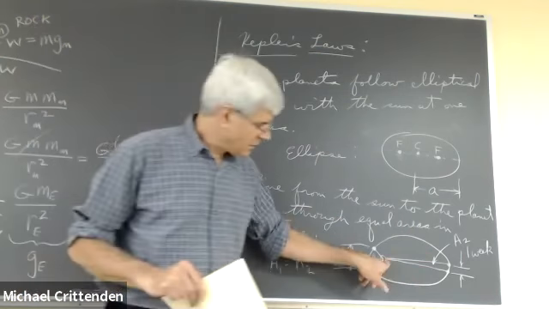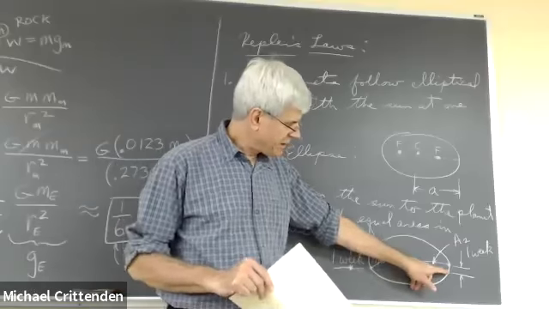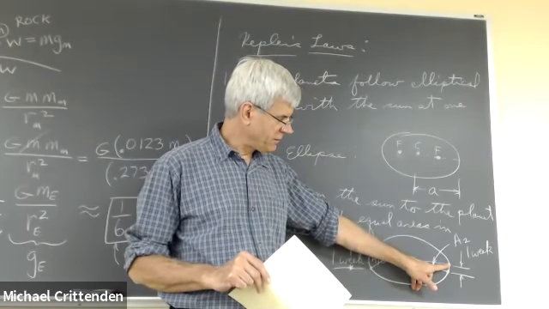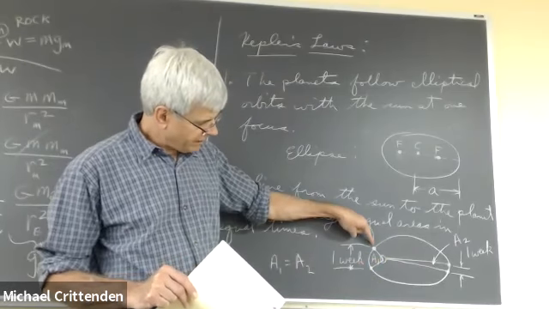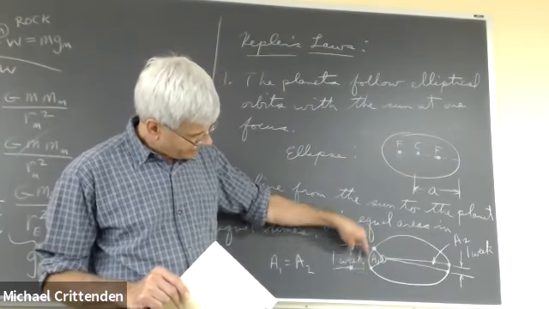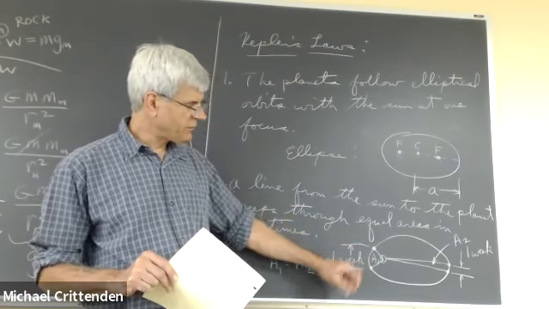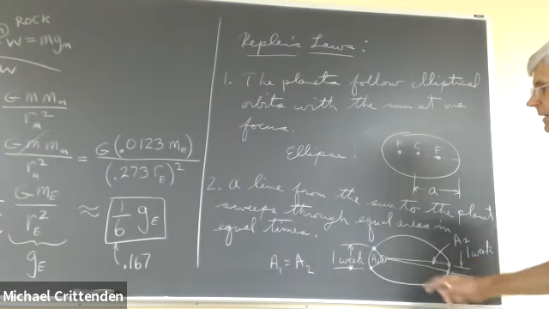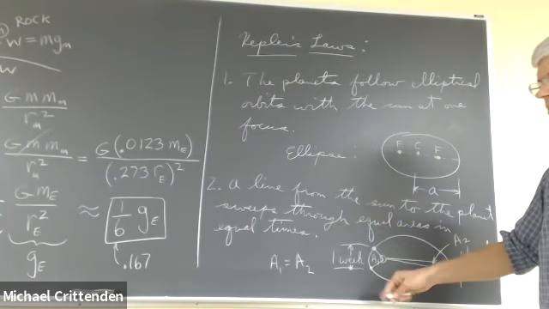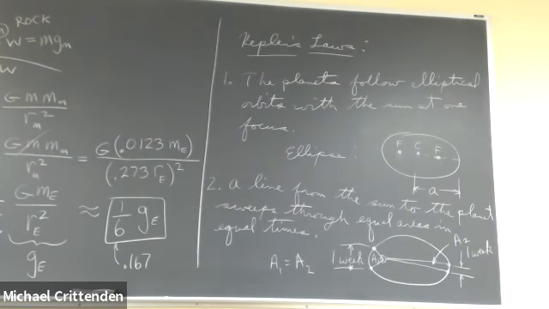So when this line is long, the planet goes a short distance in a week. When the line is short, the planet goes a greater distance in a week. The planet moves fastest when it's closest to the sun. It moves slowest when it's farthest away. And this statement describes exactly how its speed changes.